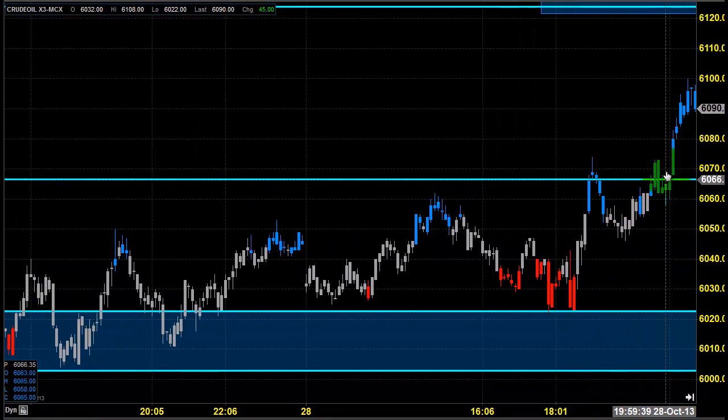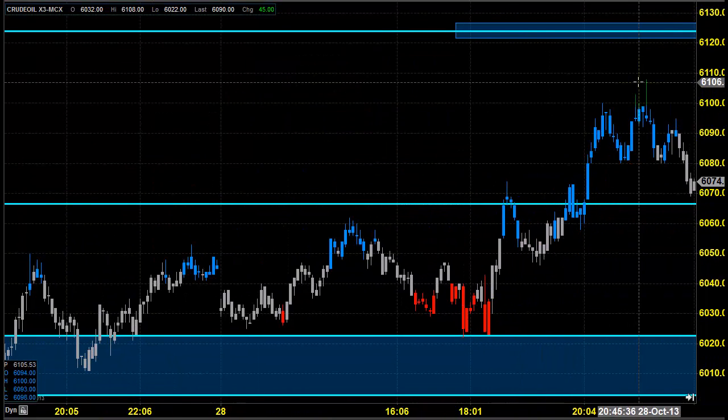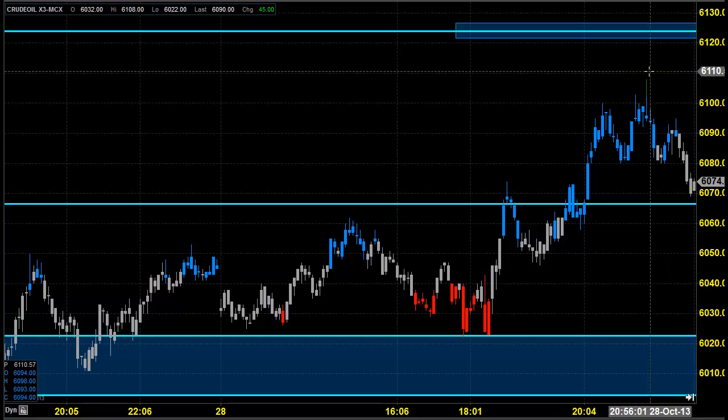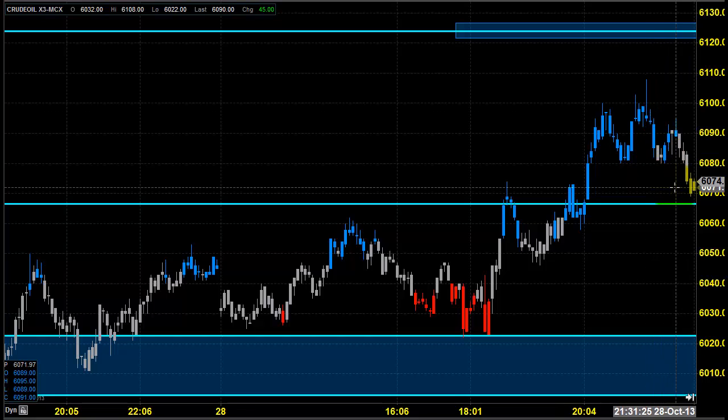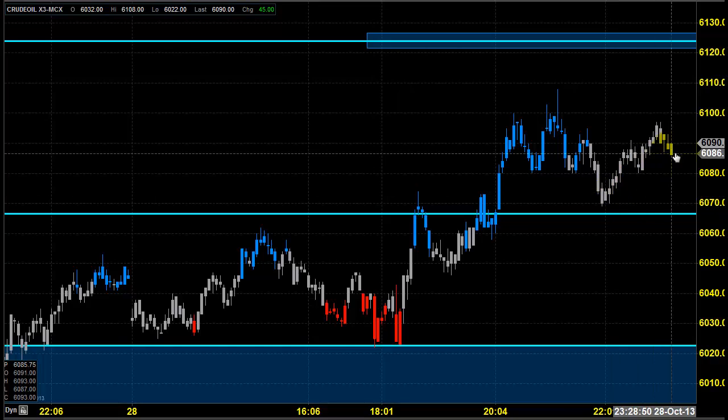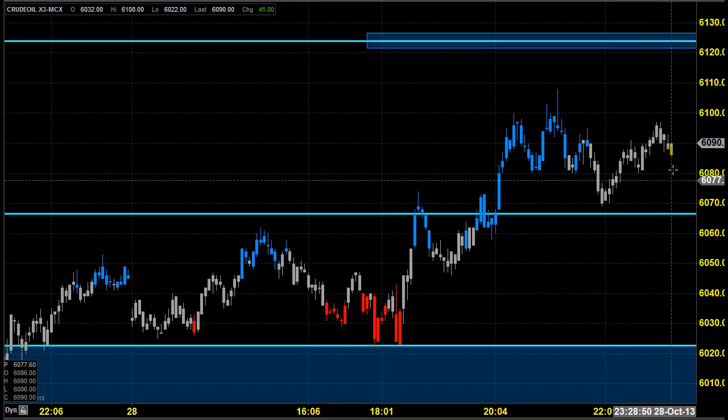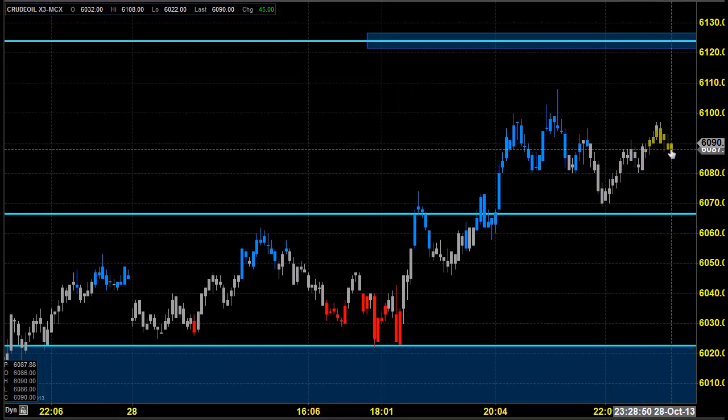Slowly and steadily it tried and broke the zone, and you can see nearly 6110 it went, and again it found a resistance. So the price consolidated here and closed around 6090. So everything went according to our plan. This is what we expected yesterday, and that's what happened yesterday also.